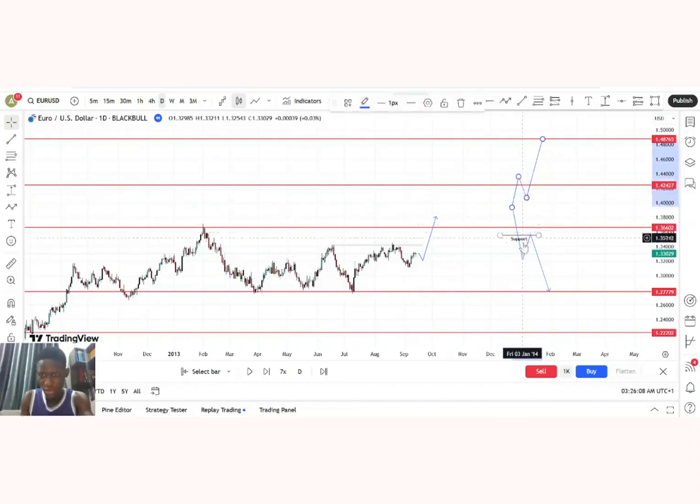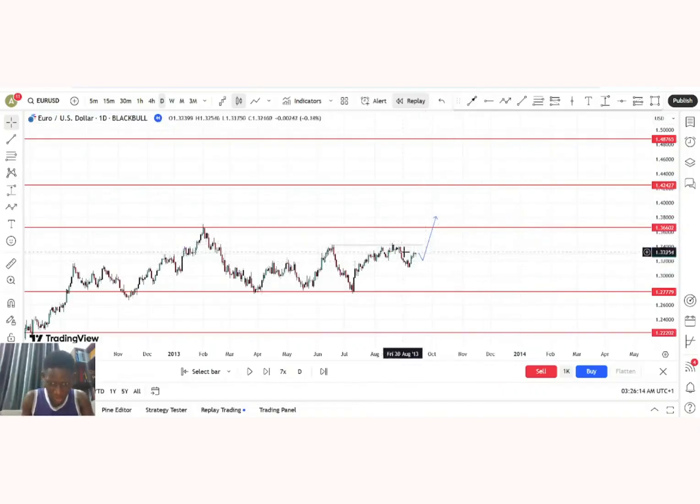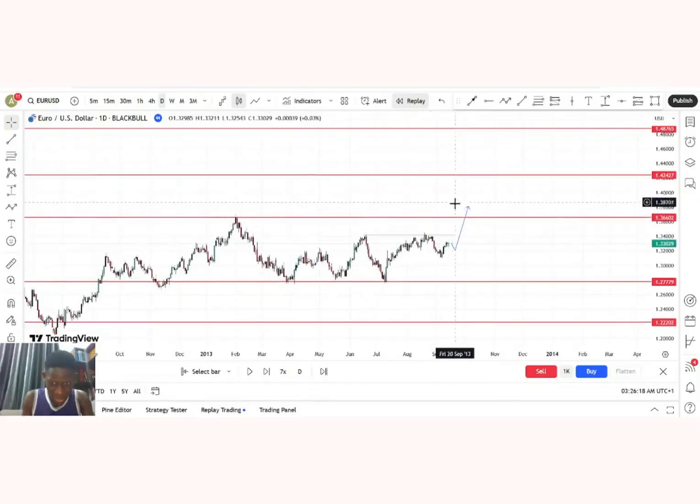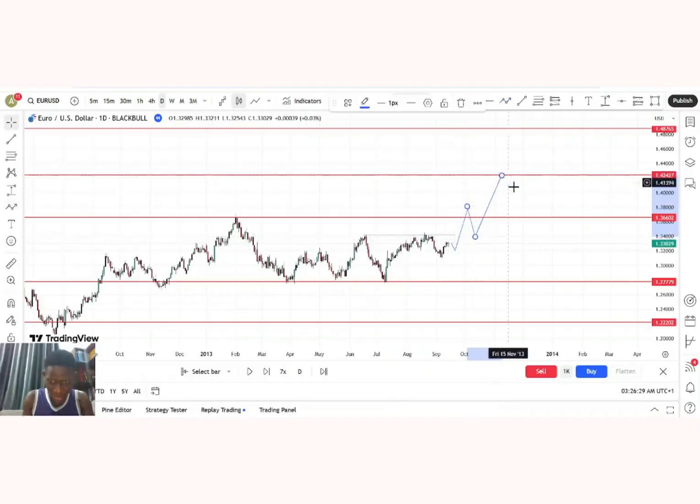So let's go back to our analysis. Now one, we are waiting for a reaction like this. If we get a reaction like this, what are you seeing? You're seeing that this is a breakout, and if this is a breakout, that means we might likely expect a retest of this zone, right? And then we can go straight to the next resistance, and it makes sense, right?